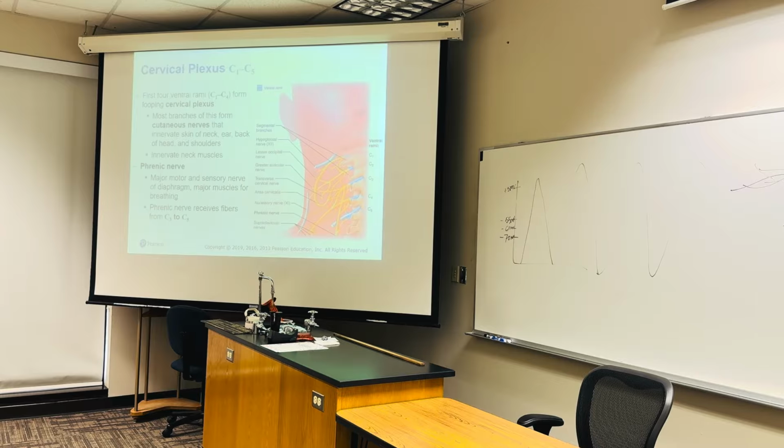Okay. So now let's talk about the cervical plexus. First, 4 ventral rami, from C1 through C4, form the cervical plexus. Most branches of these form the cutaneous nerves that innervate the skin of the neck, ear, back of the head, and shoulder. They also innervate the neck muscles.